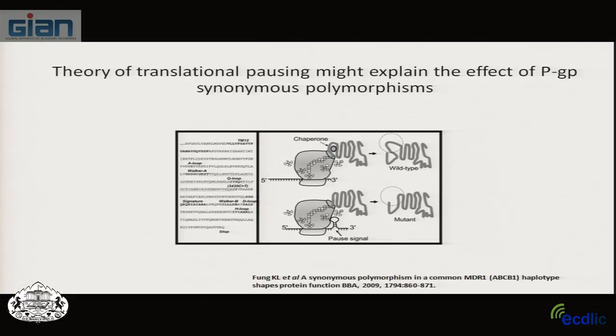And this is about the theory of translational pausing and how that could explain it. This is just a schematic showing the wild type protein, and that's the chaperone. This is the area where the 3435 SNP is present. And when it's coming through reading, this is where the difference may be because of this loop structure pausing the translation. And now with RNA footprinting, this has been sort of confirmed. And since then, many enzymes have shown this feature.